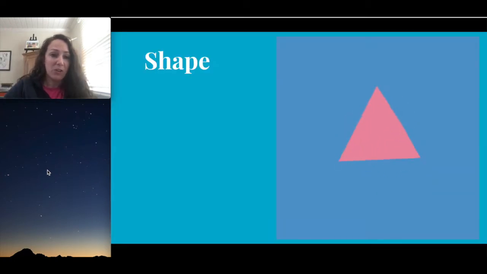Shape is also a physical property. So I can take a piece of paper and cut it into a triangle or a circle or a heart or a star, and it's still going to be a piece of paper, okay? So the shape is another physical property.